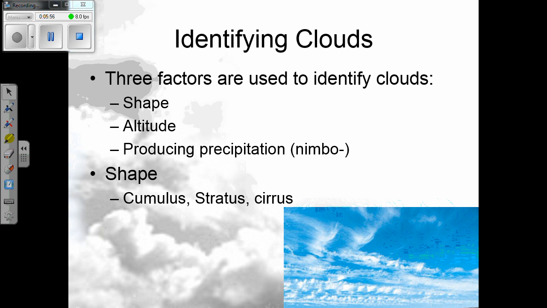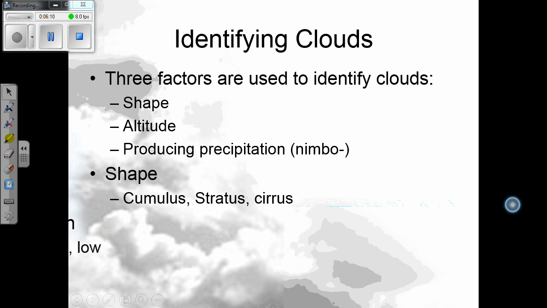So the first way you identify clouds is by their shape. So if it's a puffy cloud, it's a cumulus cloud. If it's a layered cloud covering the whole sky, it's a stratus. And if it's a thin and wispy cloud, it's a cirrus. So that's strictly based on shape.